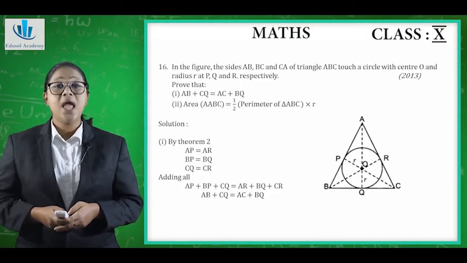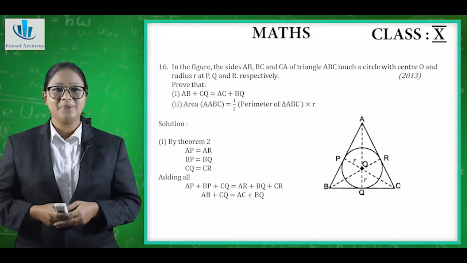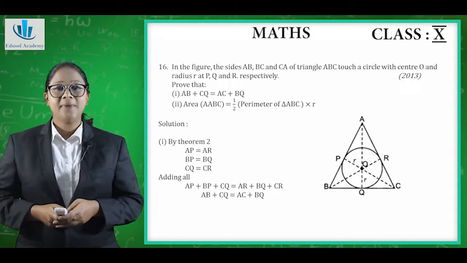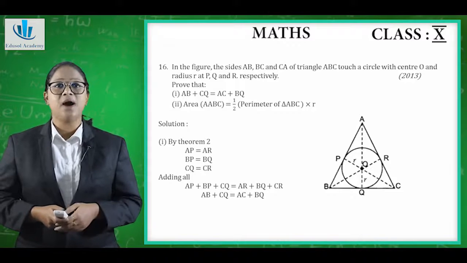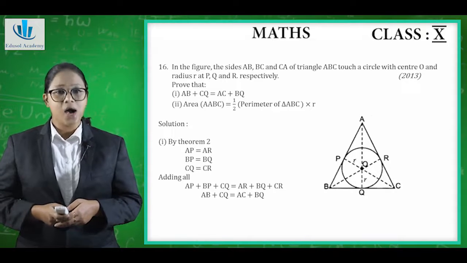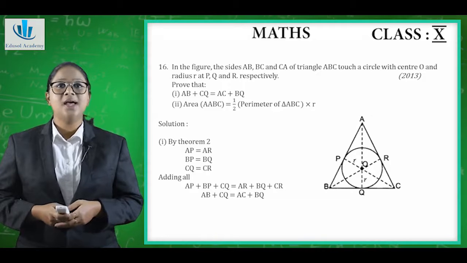Next question. In the figure, the sides AB, BC and CA of a triangle ABC touch a circle with center O and radius R at P, Q and R respectively. Prove that: you have two parts for this question. First part, AB plus CQ is equal to AC plus BQ. Second part, area of triangle ABC is equal to half into perimeter of triangle ABC into R, that is the radius of the circle. So let's move to the first part.